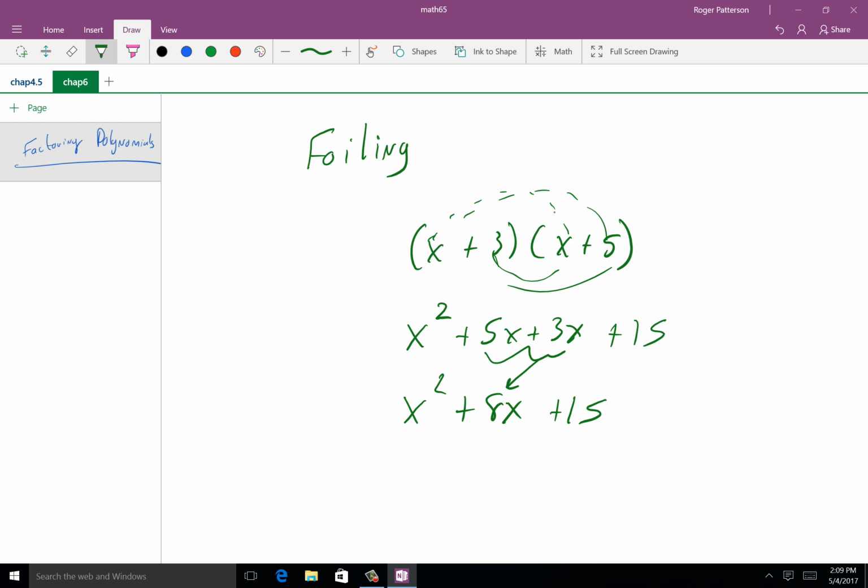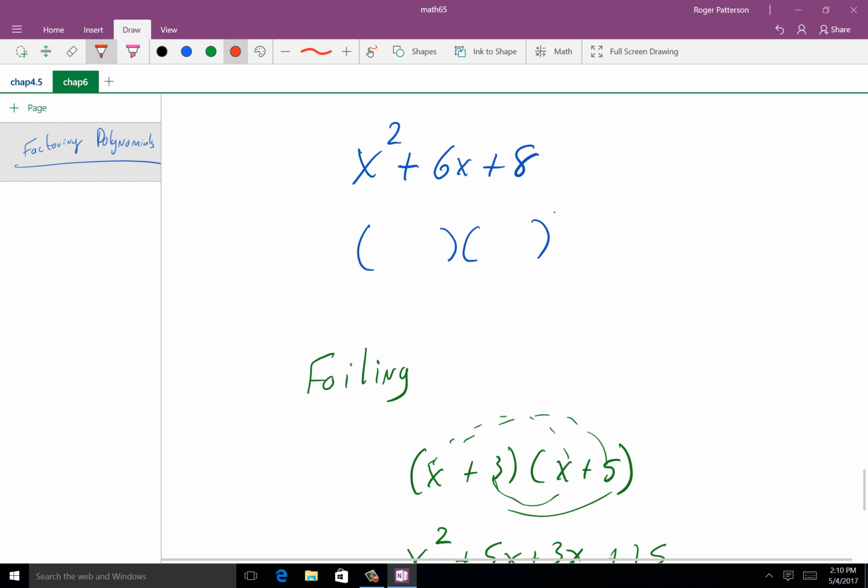So when I think about multiplying, foiling two binomials, an x plus and an x plus, and I'm foiling, this middle number right here comes from the addition of these two in this case. This number comes from these same two numbers, but they're being multiplied to get to that number. So I'm going to use that idea when I start to factor.